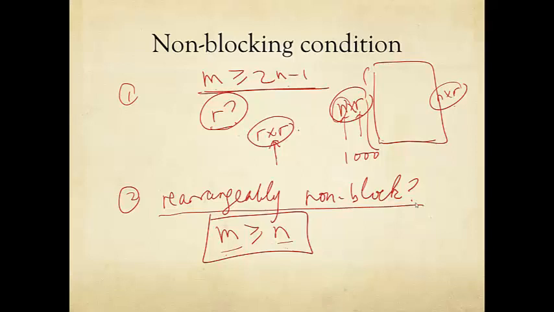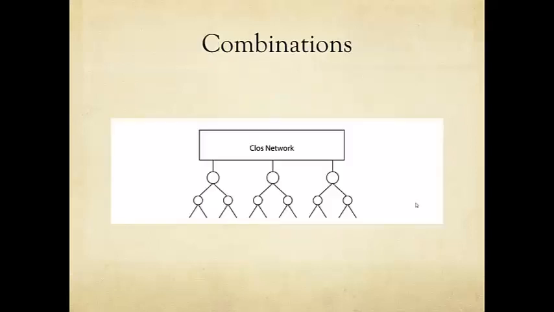then the Clos network is rearrangeably non-blocking. And the way to prove this is through a constructive algorithm in the homework problem.